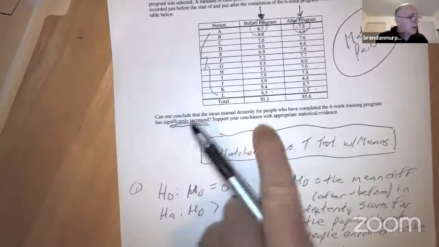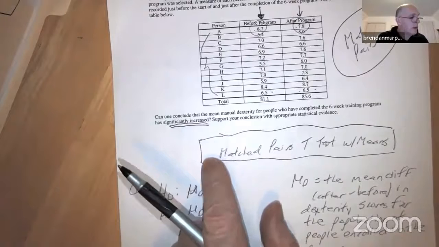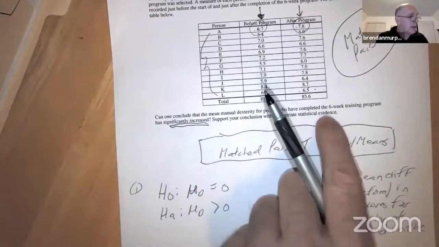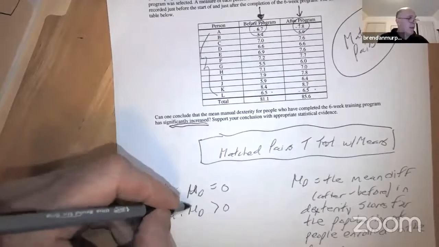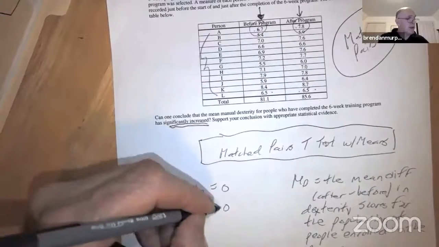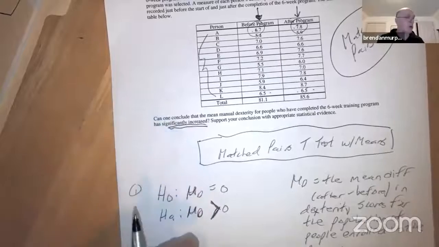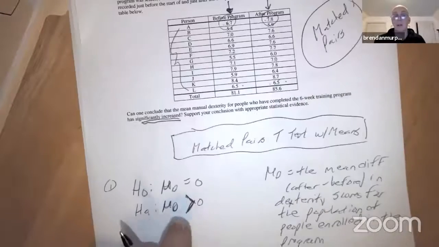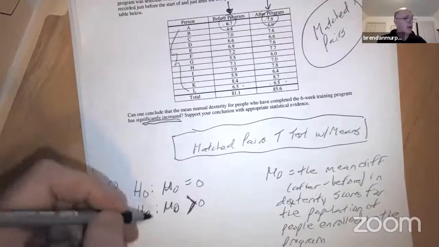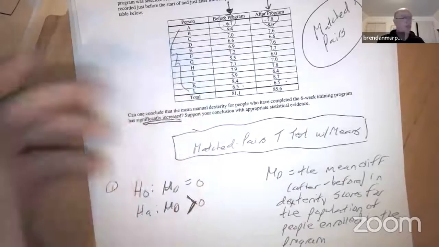Going back up here, has the 6-week training program significantly increased dexterity? Okay, well then the mu of the difference is greater than 0, so people have become more dexterous; their dexterity has improved over those 6 weeks. Always, always, always identify your parameters. So null and alternative, name of the test, that's sort of how I always do all of these problems.